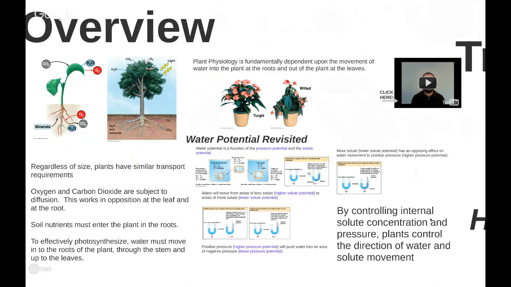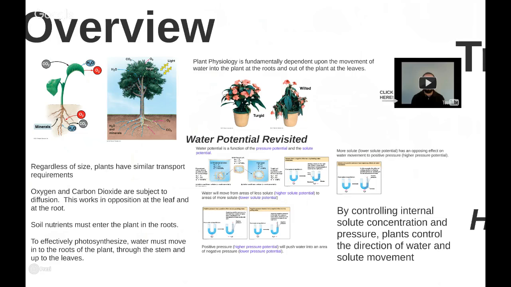This works in opposition at the leaf and the roots. So at the leaf, usually oxygen is given off. And then at the roots, oxygen is taken in. And it's the reverse for CO2. CO2 is taken in through the leaves and given off by the roots.